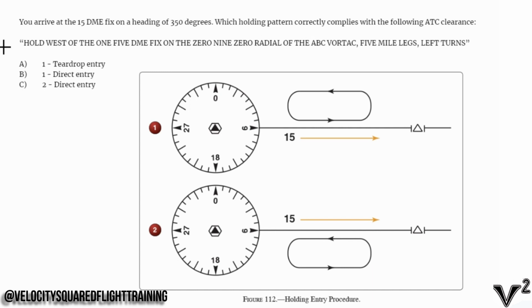The important stuff is the ATC clearance says hold west. Ooh, it's a thick box. Let's do that. There we go, hold west. You got 15 DME fix. It's kind of important. 090 is kind of important. 5 mile legs kind of, but left turns is important. Okay. Then later we'll use this 350 degrees, but not right now.